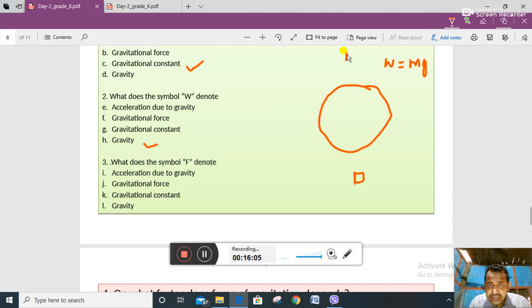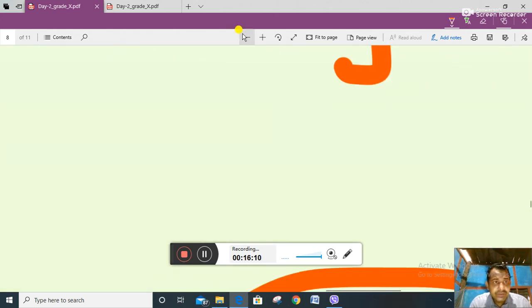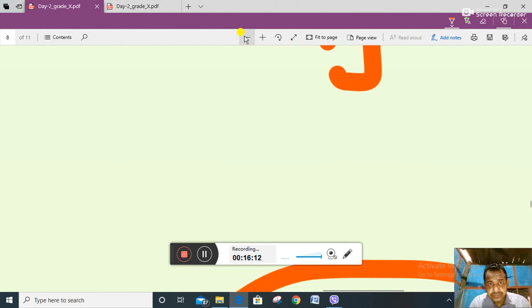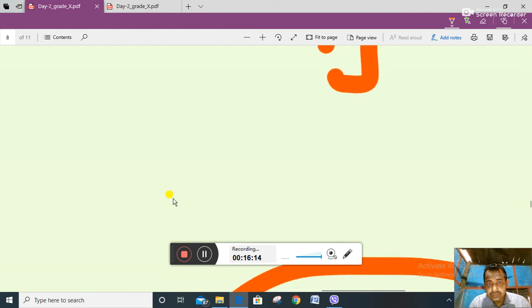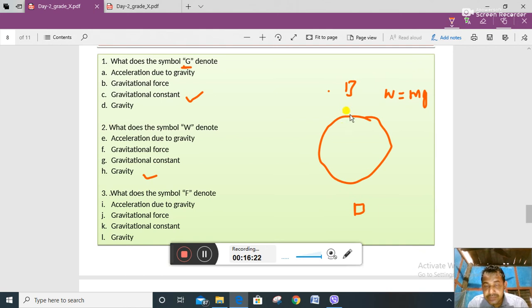If the object is here, it tries to fall towards the center. Let me zoom in. Let us take the example of earth, and if this object is over here, it will fall towards the center. This is the surface of the earth where we are living, and it also falls towards the center. If the object is over here, it will fall towards this side, and if the object is over here, it will fall towards this side.